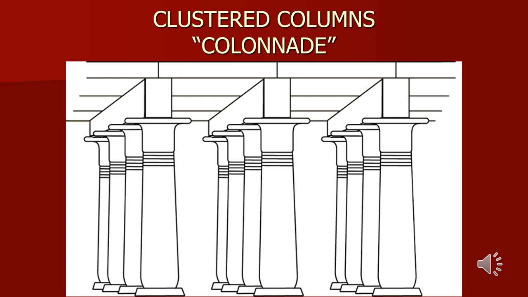When columns are clustered together in organized rows, that's called a colonnade. And we see that being used in the large temples like Luxor and Karnak.